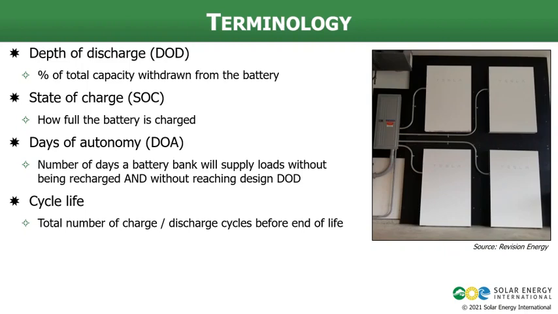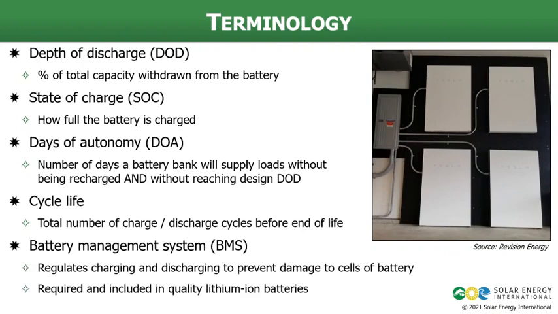If a battery can do 2,000 cycles and it's doing a cycle a day, then it's going to last for approximately 2,000 days. And there's going to be different metrics around cycle life depending on the chemistry of the battery that you're working with.